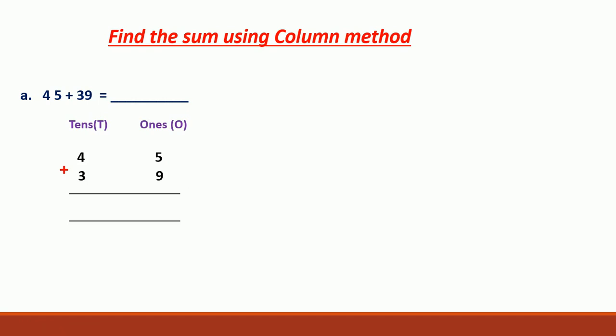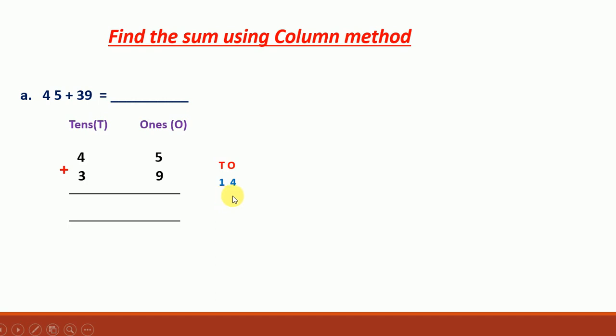14 is greater than 9, isn't it? So when we add the ones place and the answer is greater than 9, you cannot write the whole number below. The answer we are getting is 14. 14 is a 2-digit number, so it has 1 ten and 4 ones in it, isn't it?